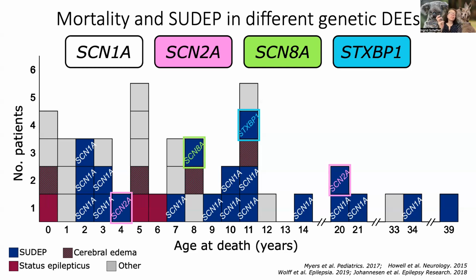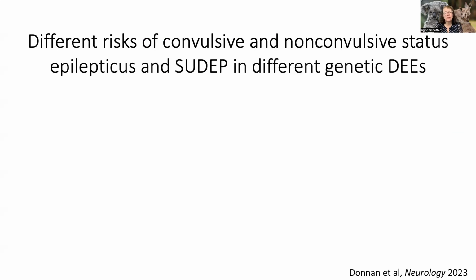Now, unfortunately, I can't tell you this means that children with SYNGAP1 won't die, because they could die. I have had an adult die with a respiratory infection, but it just means that their risk of SUDEP is fortunately not high compared to the other genetic DEEs.